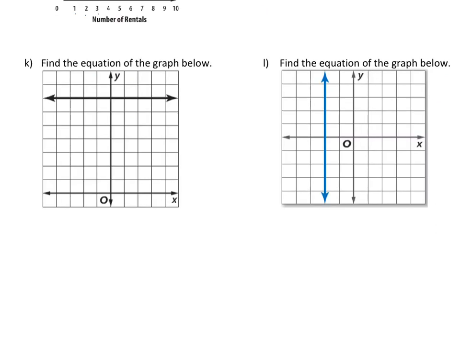I just want to make a note for K and L. We have a horizontal line, which we dealt with in the previous page, and we have a vertical line. Horizontal lines are in the form y equals a number, and vertical lines, like in L, are x equals a number, and that number is where it intercepts the axes. Try the rest of these on your own.